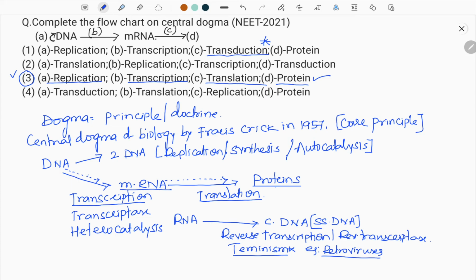I think 3 to 4 questions are extracted from molecular biology. So it appears to be very important, since it is the core chapter of molecular biology, which will lay the foundation for all the future courses that you adopt in your future career.